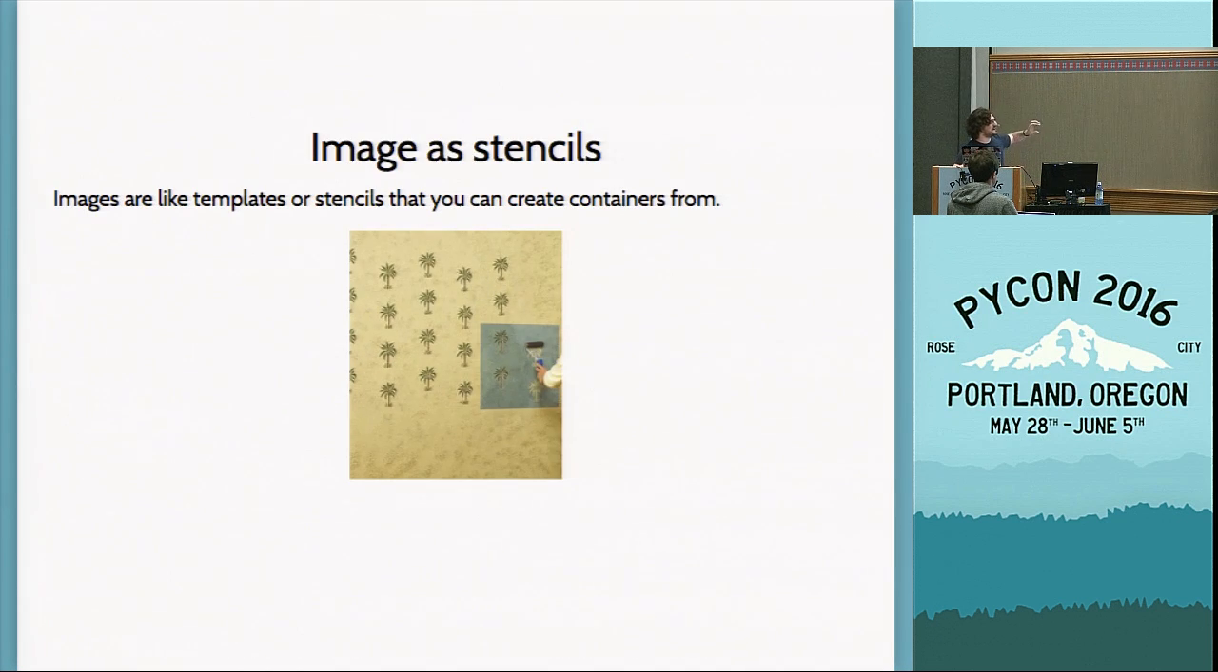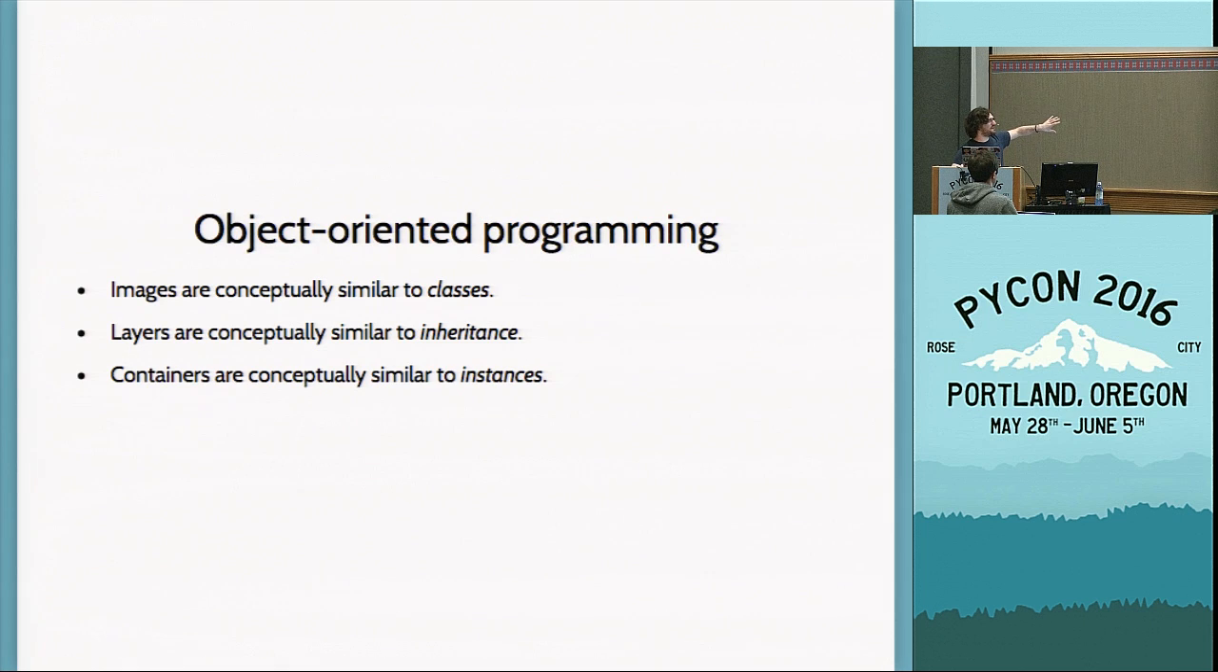So we can see that as stencils, or something that I prefer because it comes from development. You can think of images as classes. Layers are a little bit like inheritance. When you create a new class inheriting an existing class, it can add and change methods. The same way, you can create a new image on top of another image by adding a layer. And then containers are like instances of a class.